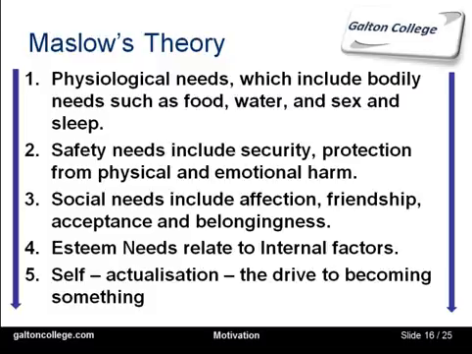Then we have safety needs, security, protection, physical, and we also want protection, safety from emotional harm. We don't want to be insulted or abused, or we want to feel protected. We have social needs, affection, friendship, acceptance. We want to belong to a group. And as I said earlier, we have esteem needs relating to the internal factors. We need to be recognized as good people, decent people, and rewarded. And self-actualization, the drive to become something, to be happy, to be content, and to be recognized as that sort of person.